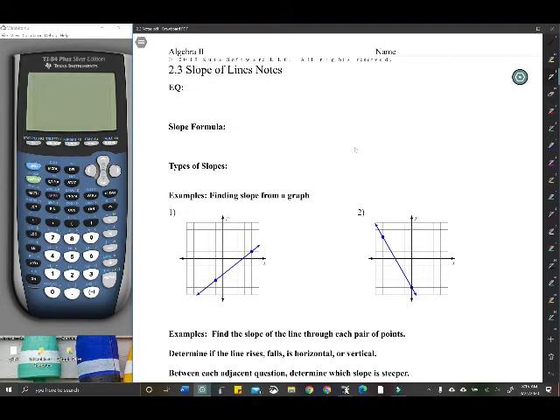Welcome, Algebra 2, to Lesson 2.3, Slopes of Lines. Today's essential question is, how do you find the slope of a line? Now, why is that important, so to speak?